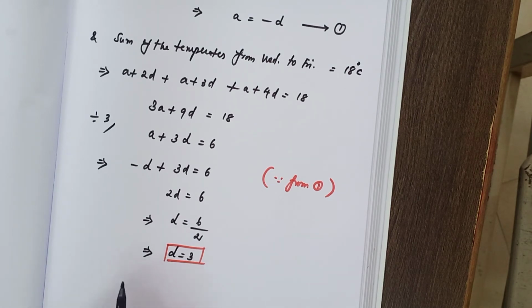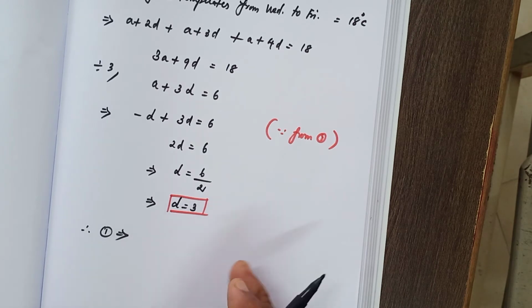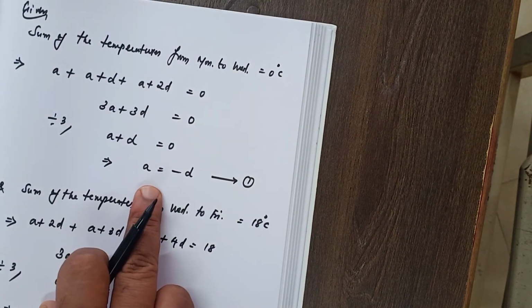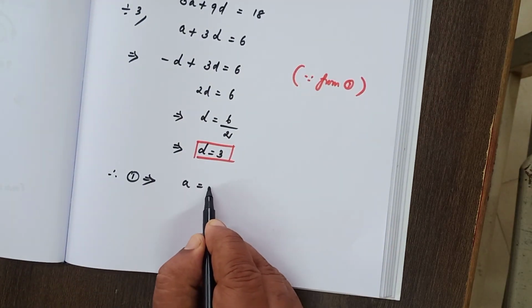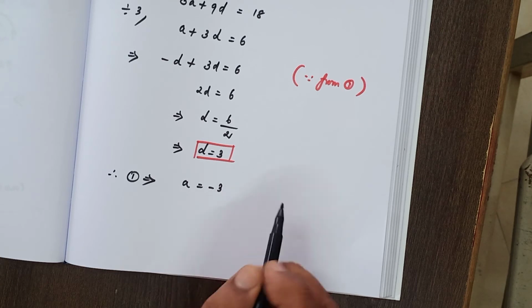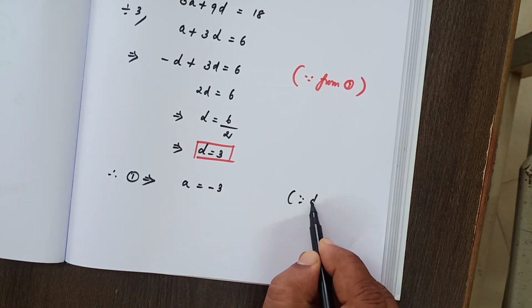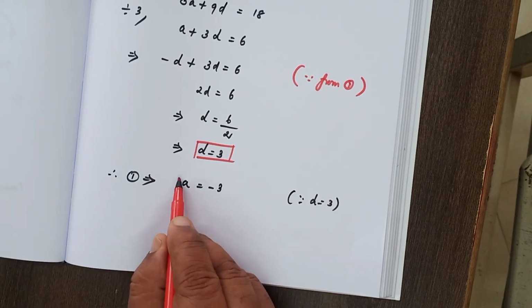Substitute the value of D in equation number 1 to get the value of A. Equation 1 implies A is equal to minus D. D value is 3, since D is equal to 3, A is equal to minus 3.